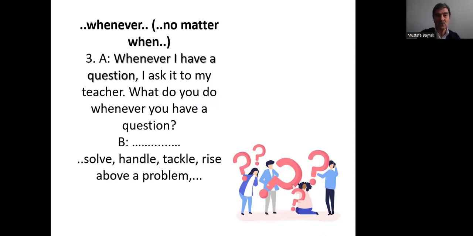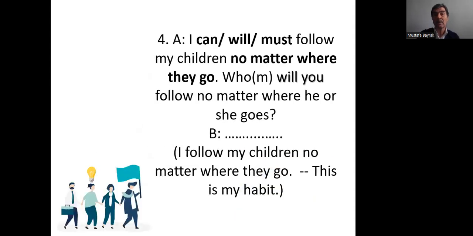Yes, we use Google as a verb as well. Okay, solve, handle, tackle, rise above a problem. These are beautiful verbs. Okay. When I have a question, when I have a problem, I try to handle it, tackle it, rise above it. I try to rise above that problem.